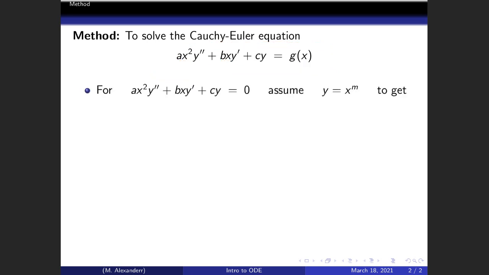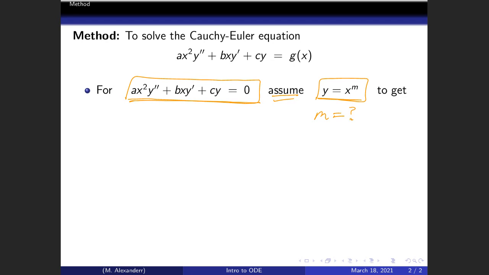To solve this, you're going to look at the homogeneous equation. So this is the homogeneous equation in gold. And now we're going to assume that the solution to this differential equation is of this specific format, where m is some number. And so now the question becomes what is that value for m?